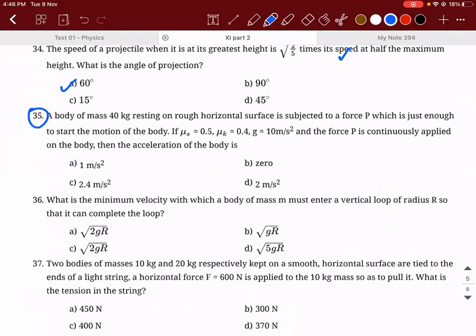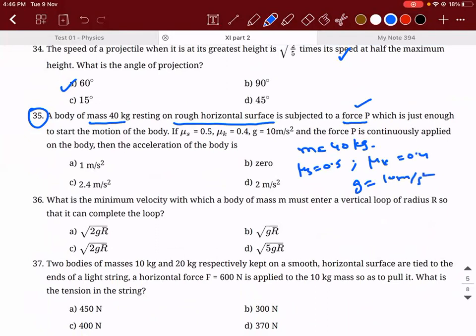So 35, there is an object of mass 40 kilogram resting on a rough horizontal surface. It is subjected to a force P, which is just enough to start the motion of the object. If mu s is 0.5 and mu k is 0.4 and g is 10 meters per second square, and the force P is continuously applied on the body, then the acceleration of the body is how much?